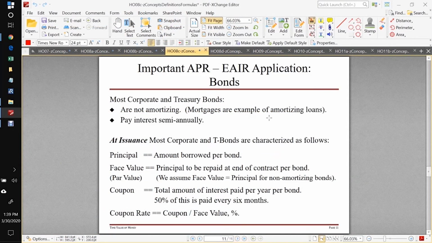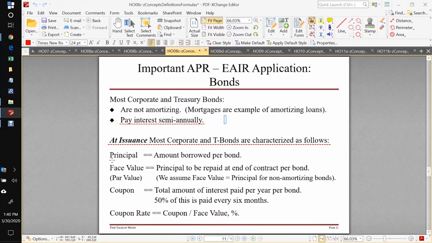Okay, and then we looked at an important application for both EAIR and APR, and that was bonds. And most corporate and treasury bonds are not amortizing, which we'll talk about a little bit later, but they do pay their interest twice a year, so that's important. And we looked at bonds issued in real-world bond markets under two circumstances: at issuance, and these are things you've just got to memorize. You've just got to know these definitions.